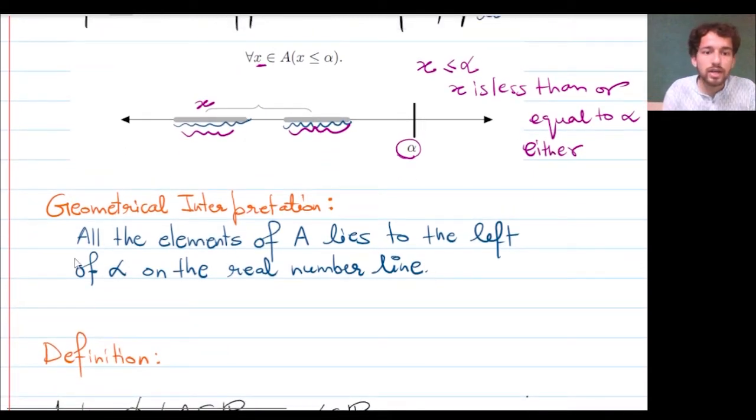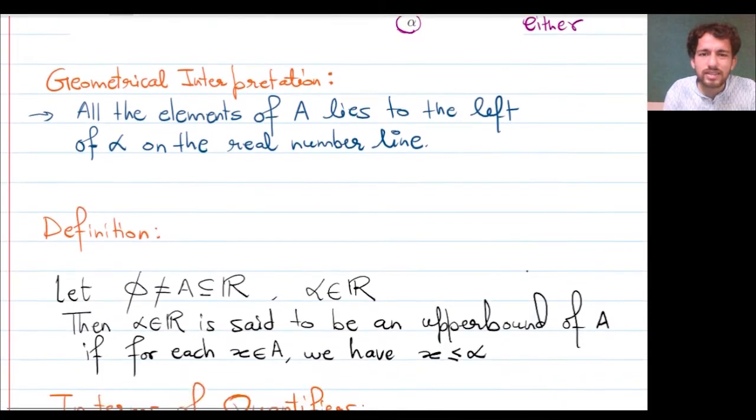Here what I have written, try to just read this. All the elements of my set A lie to the left of alpha on the real number line. In that case, I say this alpha is an upper bound for my non-empty set A. Here I have written in terms of quantifiers: for every x belonging to A, x satisfies the condition that x is always less than or equal to alpha, that is, it always lies on the left. So let's move ahead and see the definition by this intuition.